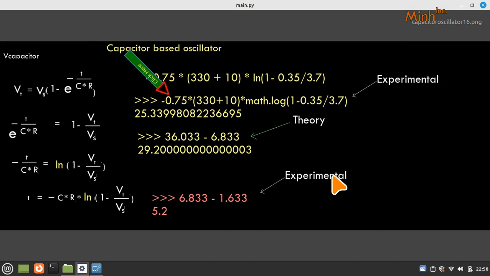So now 75.75 is the capacitor. I have taken 330 kilo ohm and 10 kilo ohm while charging, and then if I do the computation, it comes around 25.33 seconds. So that much it should take. Okay, I mean, I think it should be opposite.